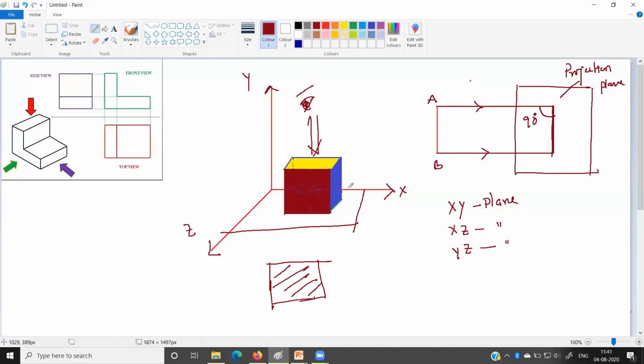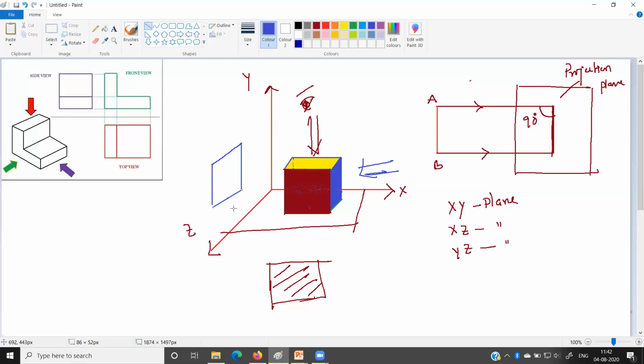Similarly, if you observe from this direction, if this is the direction of observation, then the object will be projected on this plane. Let me draw it. On this plane the object will be projected, and something like this will be created on this plane.